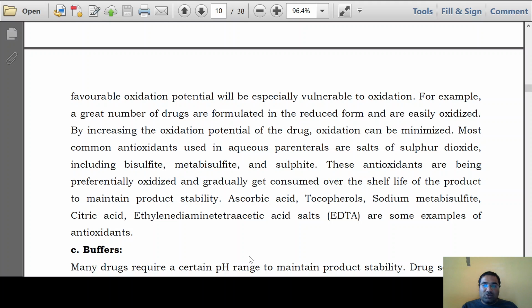The most common antioxidants used in aqueous preparations are salts of sulfur dioxide, including bisulfite, metabisulfite, and sulfite. These antioxidants are preferentially oxidized and gradually get consumed over the shelf life of the product to maintain product stability. So what antioxidant agents do is they undergo oxidation and prevent oxidation of your main product. These antioxidant agents prefer themselves to be oxidized, and hence the product is not oxidized.